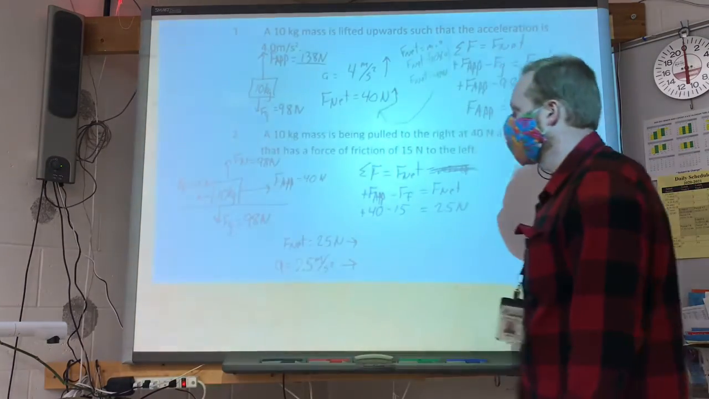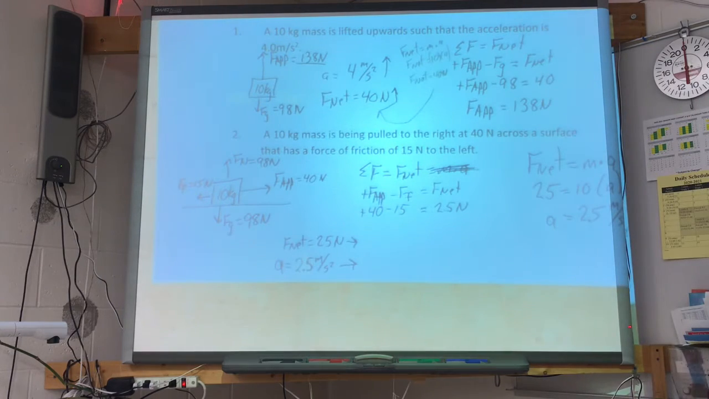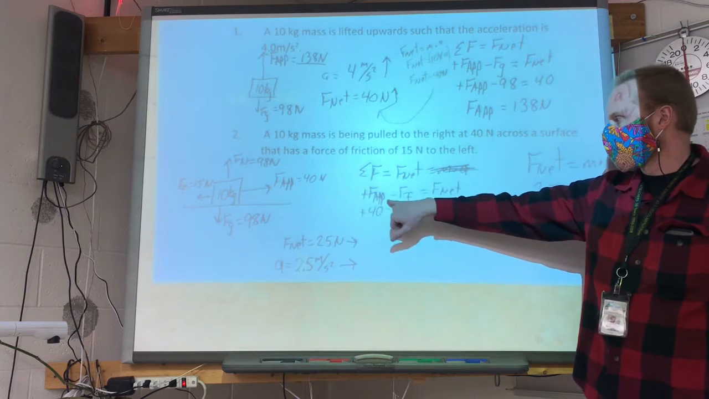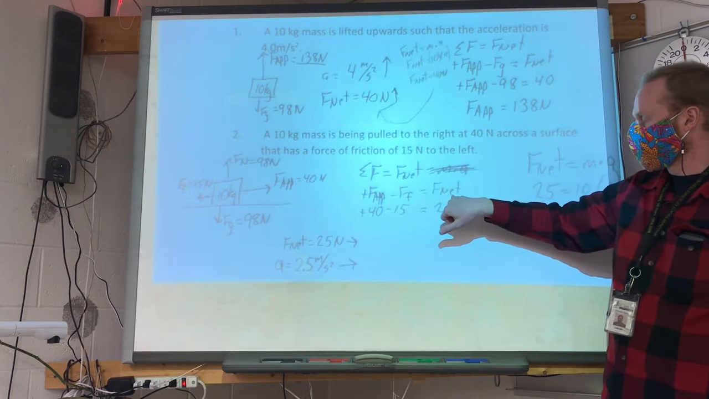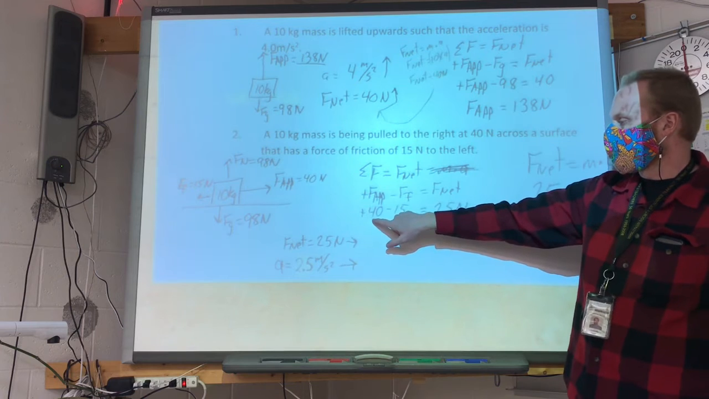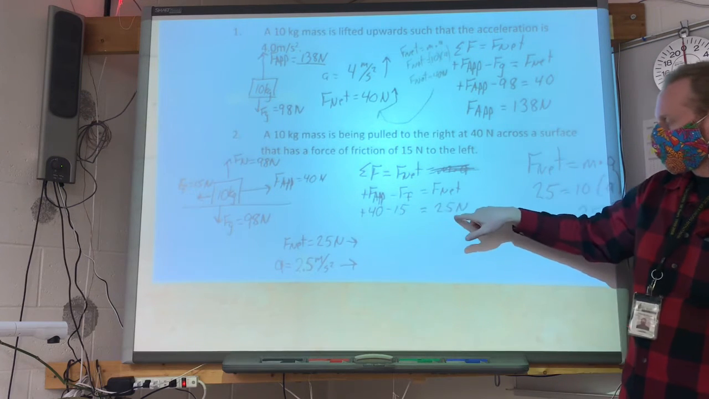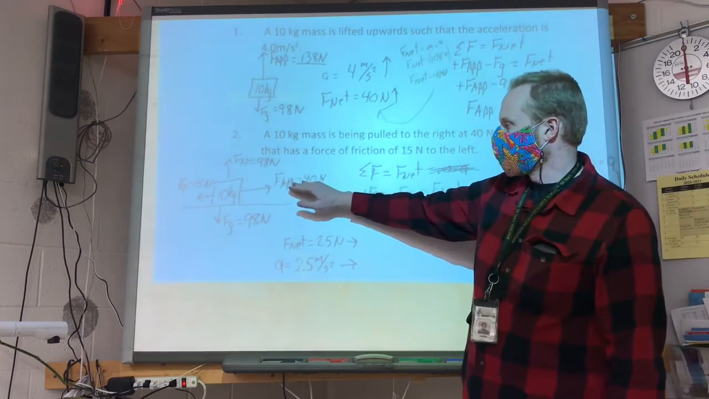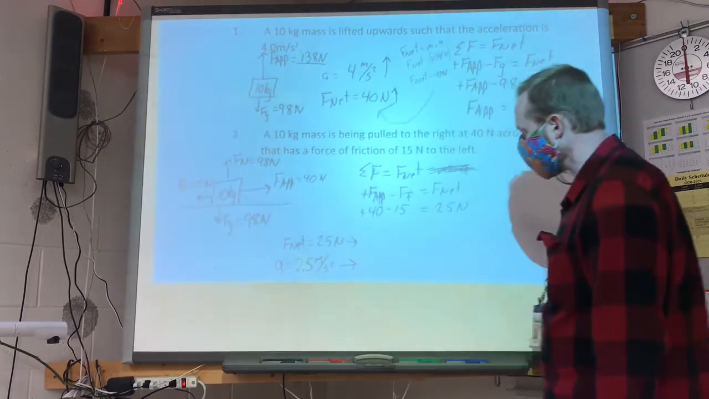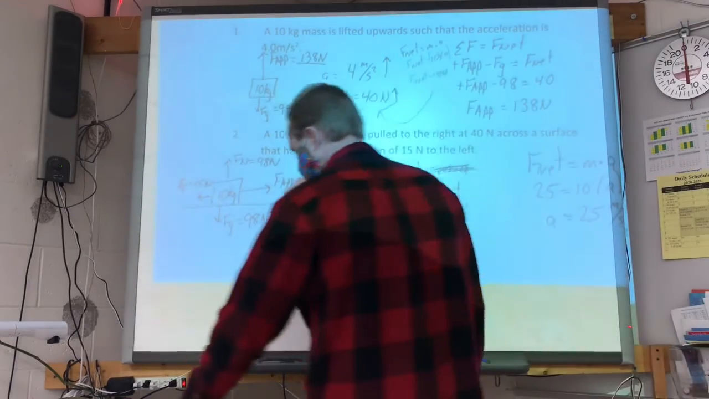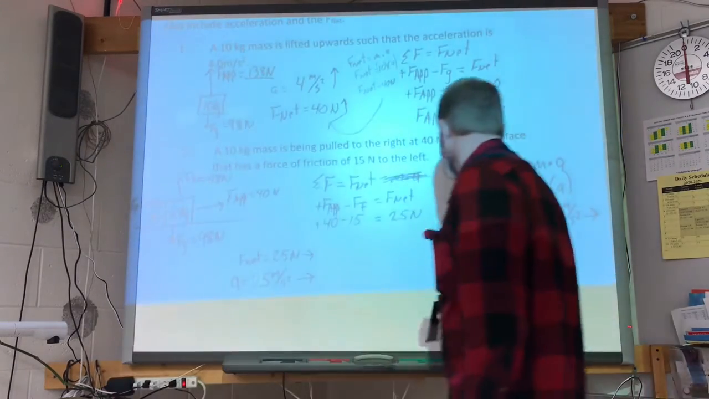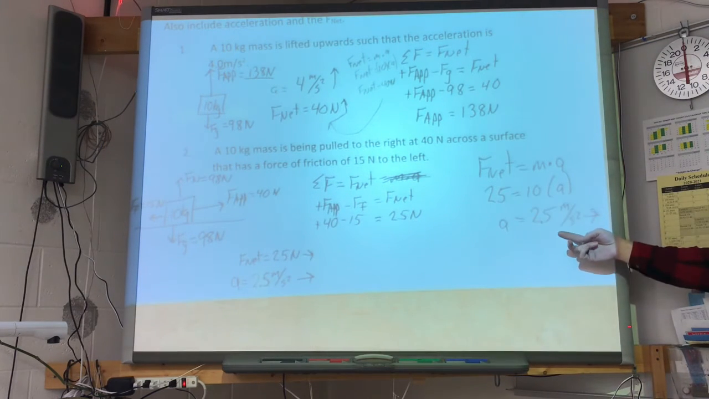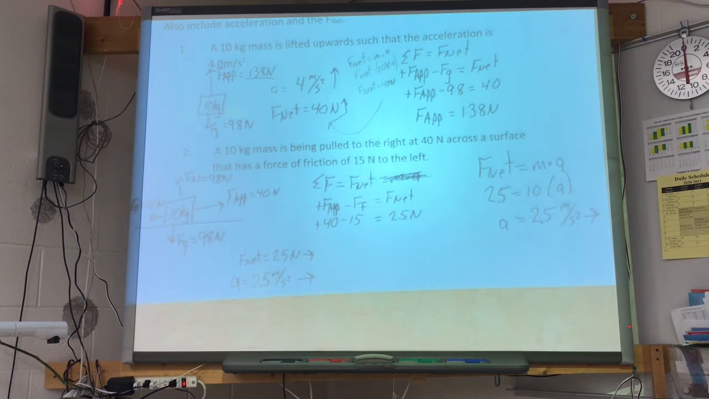And the idea of how we determine our F net and our acceleration is Newton's second law. It says I add my rights, subtract my lefts, and we can set that equal to F net. How much bigger is my right than my left? It's 25 bigger to the right than it is to the left. This is unbalanced. Once we determine F net, we can then say F net is mass times acceleration. If my F net is 25, that means my acceleration is 2.5 to the right.